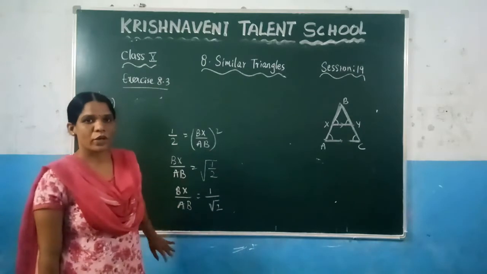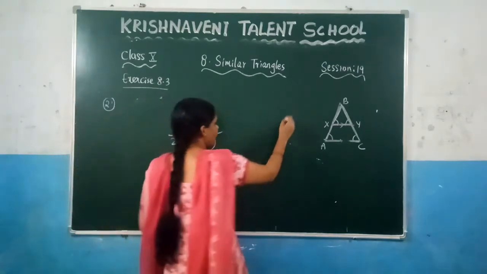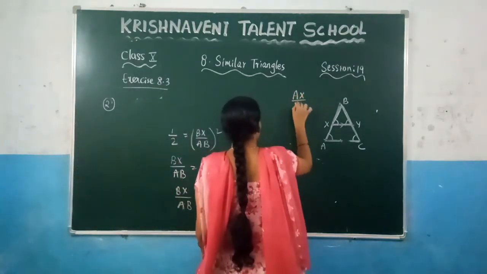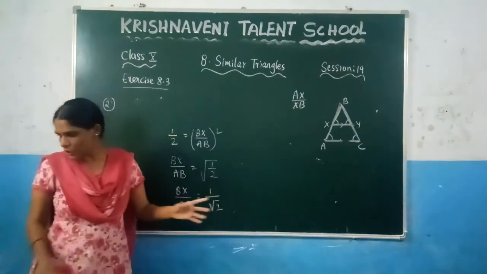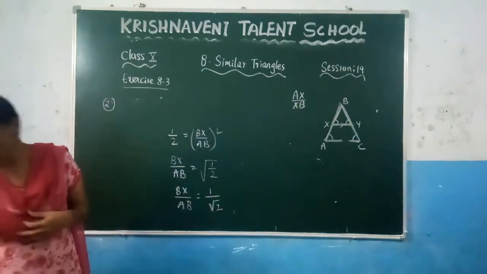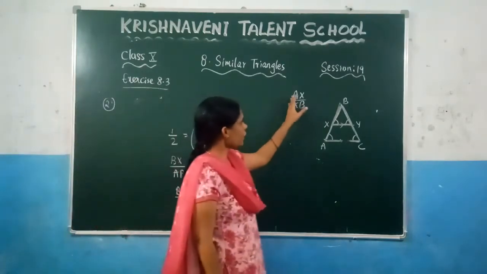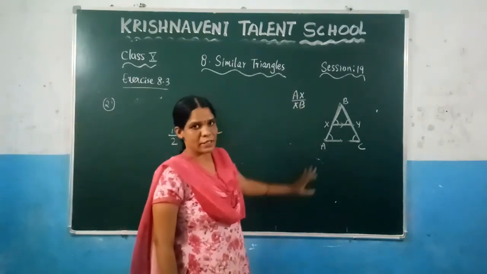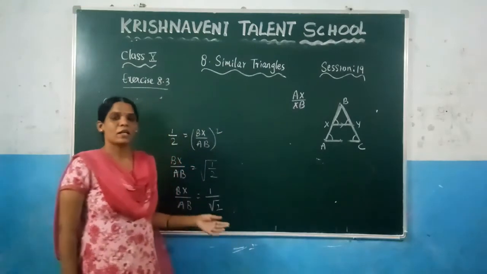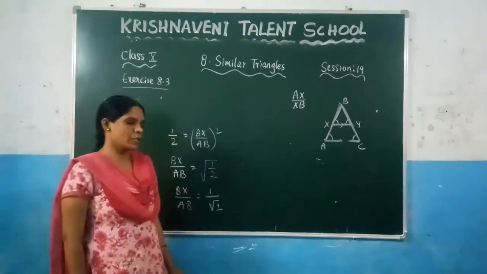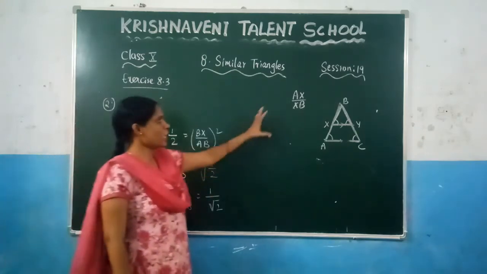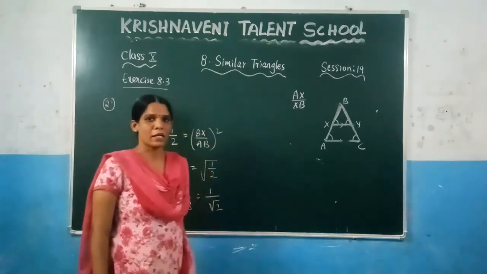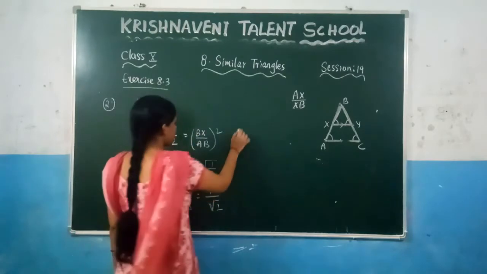Now here, what we need to find? You need to find the ratio of AX by XB. Right? This is what we need to find. So if you want to find the ratio of AX by XB, you need to change this Bx by AB such that you get it in the form of AX by XB. Let us see how you get that one.